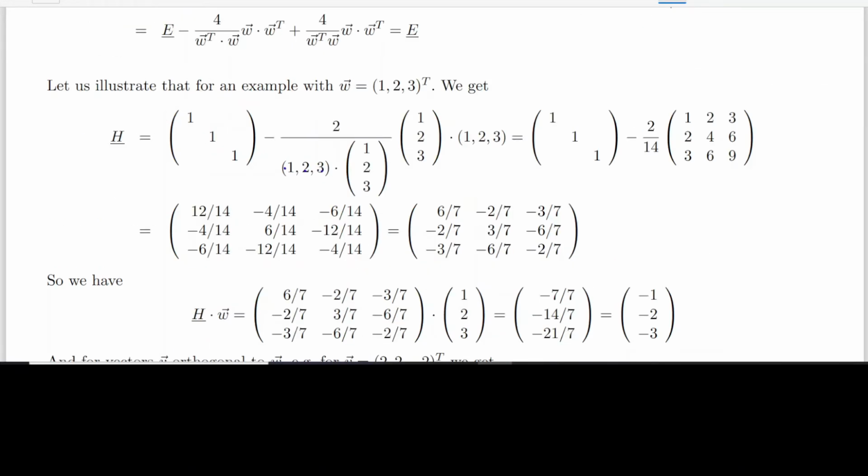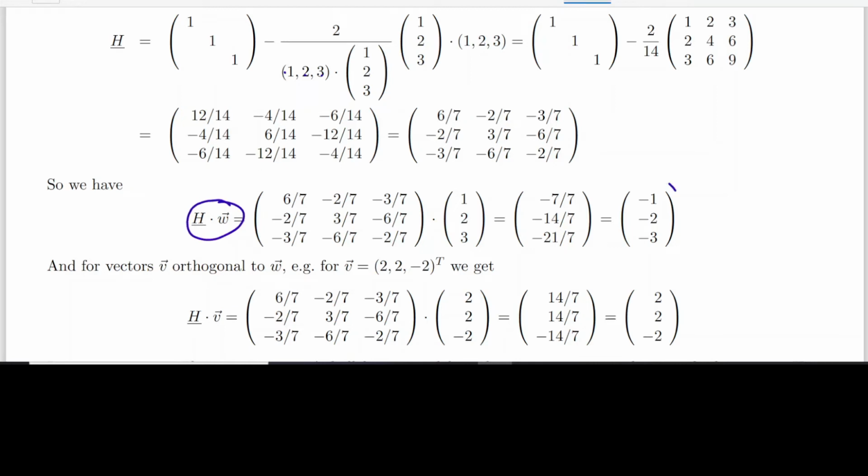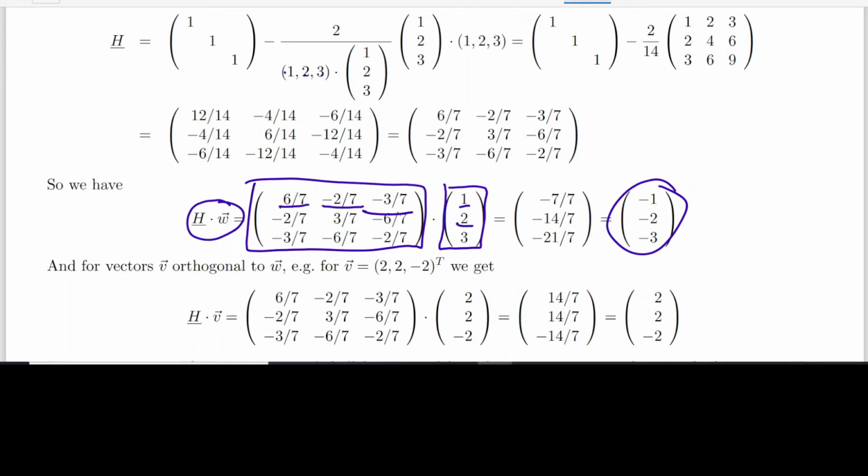What were the properties? We said that H times omega is minus omega. Okay, let's check. This is our H matrix. This was our vector we started with, 1, 2, 3, and now let's multiply. 6 over 7 times 1, 6 over 7, minus 4 over 7, minus 9 over 7, it's minus 7 over 7, which is minus 1. So next entry, minus 2 divided by 7, plus 6 divided by 7, it's 4 divided by 7, minus 18 divided by 7 is minus 14 divided by 7, which is minus 2. So compare 2 and minus 2.